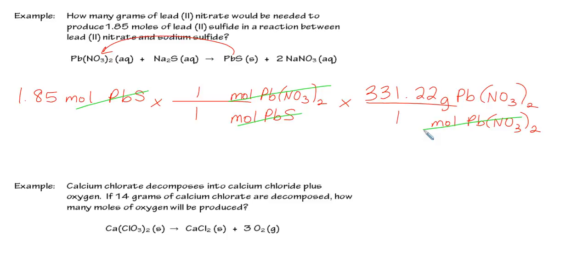1.85. I don't have to do anything with the ones. Times 331.22. The original number has 3 sig figs, so we'll just leave this as 3 sig figs. And we'll say 1, 2, 3, 613. That's good enough. 613 grams of lead nitrate. Done.